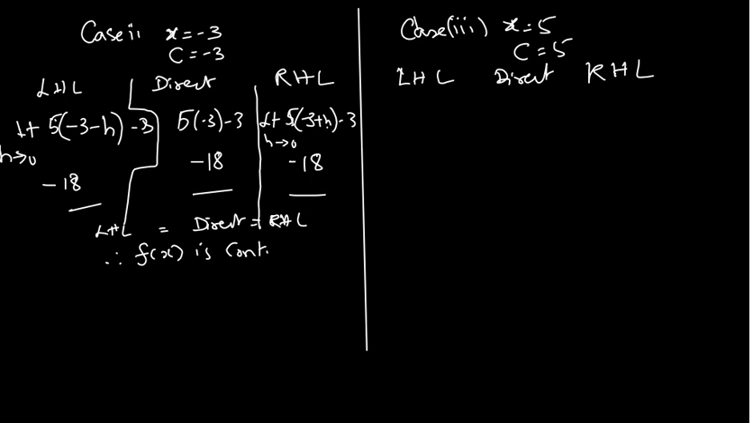So that's the first question in the exercise. So the second one, examine the continuity of the function f of x equals 2x squared minus 1 at x equals 3, at x equals 5.